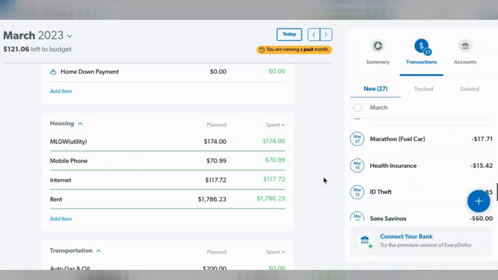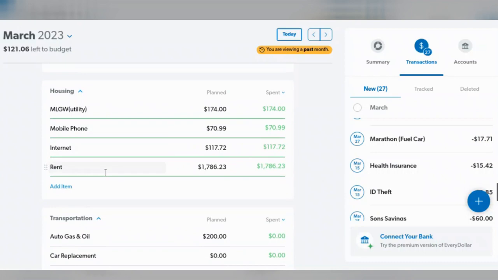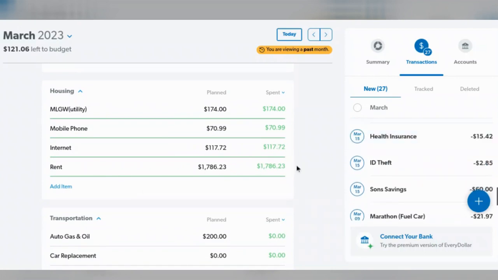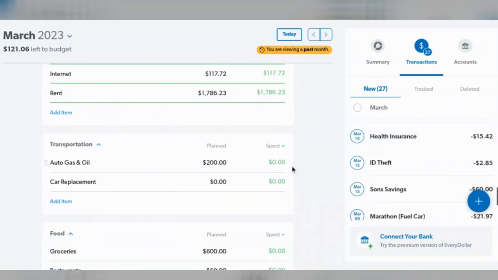Let's close that out. And so that is all of the housing. But yeah, my rent should go up to close to the 18, 19. It's going to get up there.